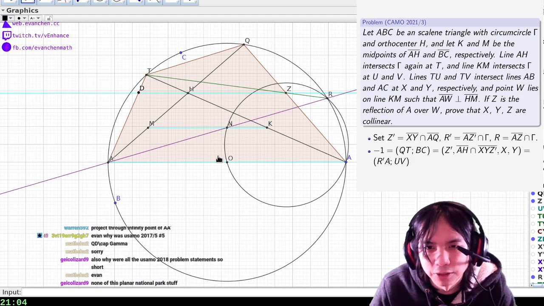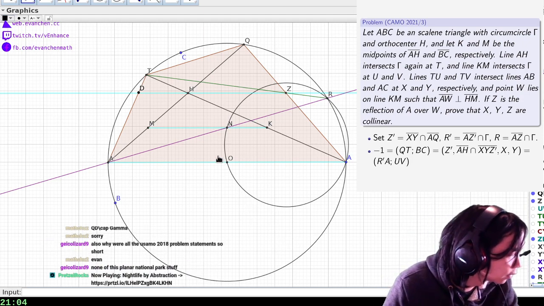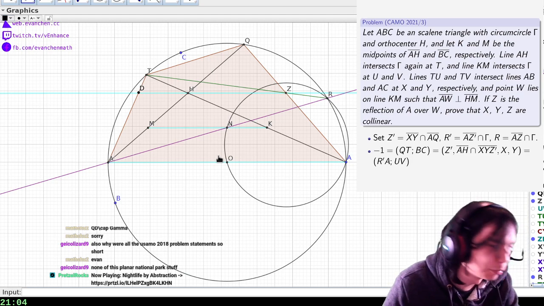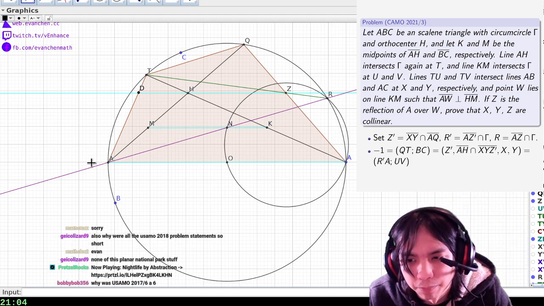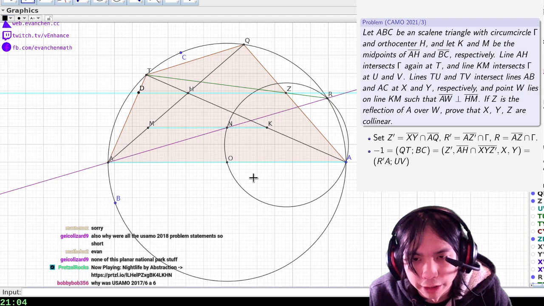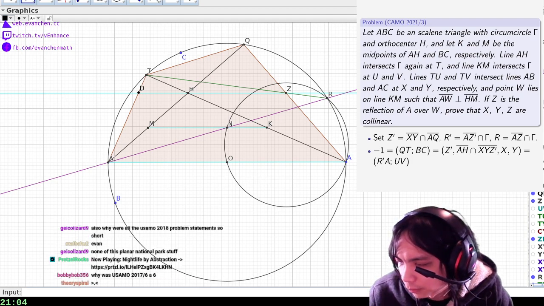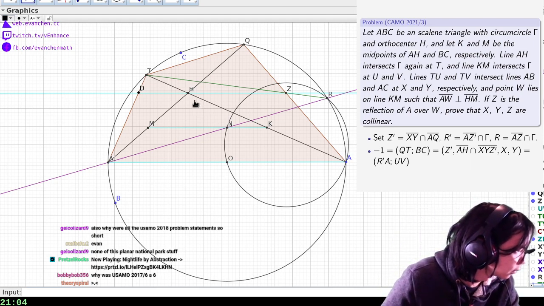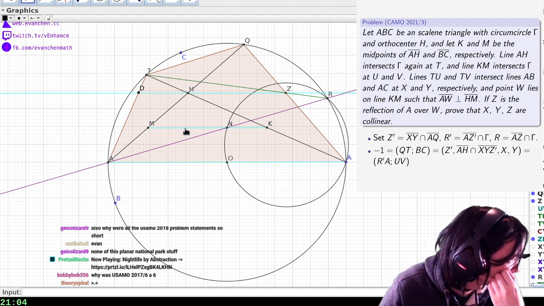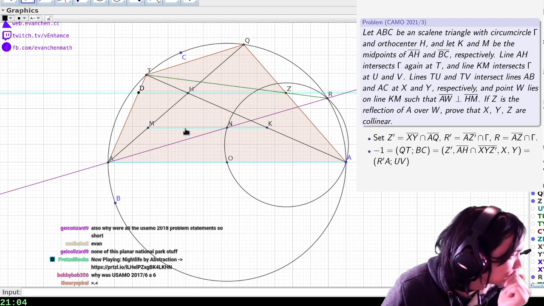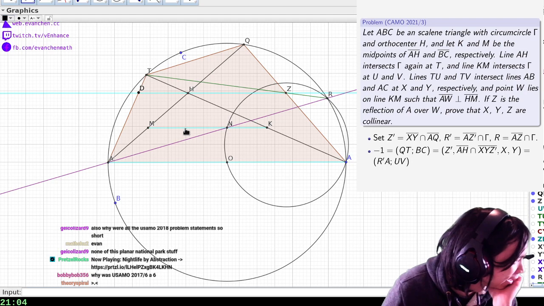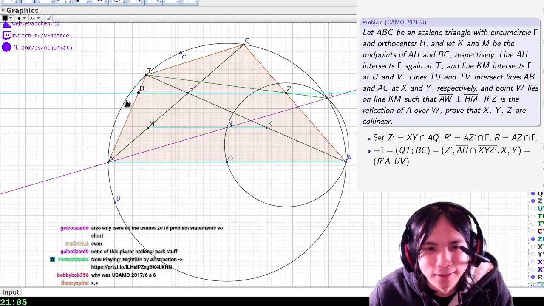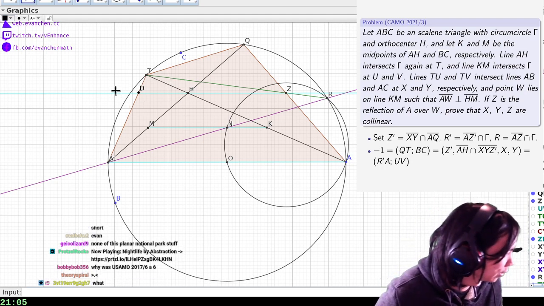Draw TQ semicircle. Do projectives. Project through the point at infinity on A prime. Through where? Why was 2017-6 a 6? Because people don't know how to do inequalities. Kitty intersect gamma. No, hang on. Hold on for a moment.